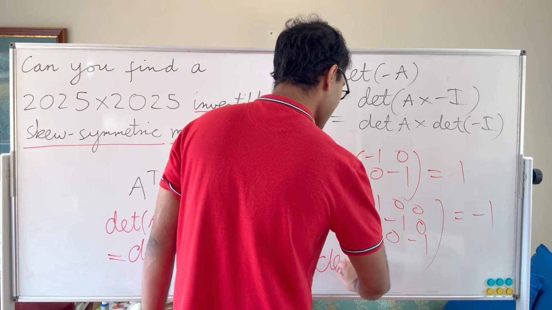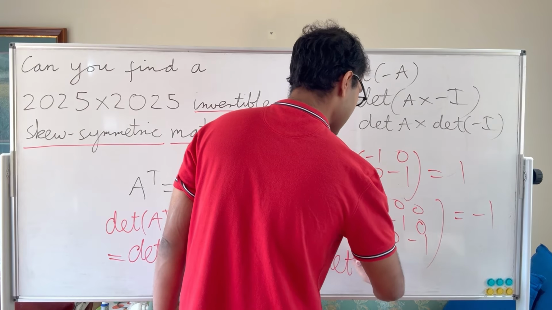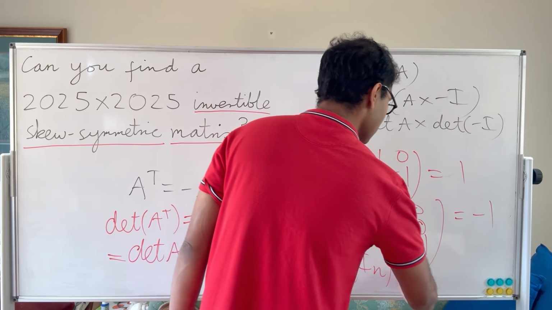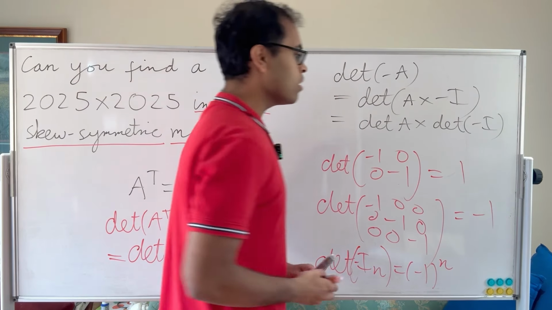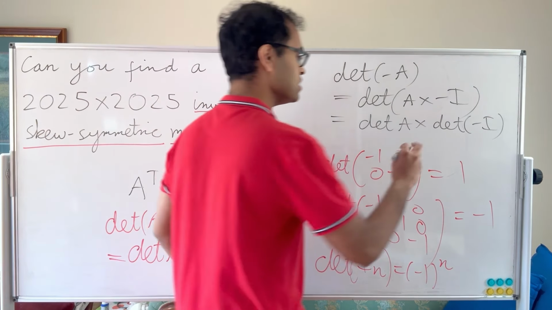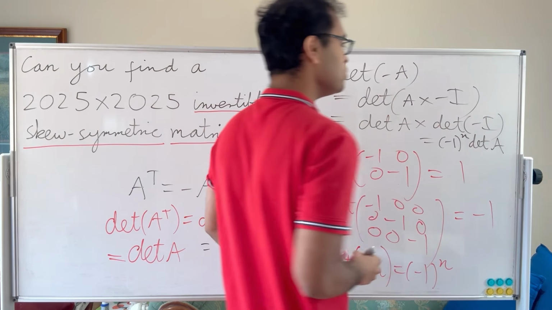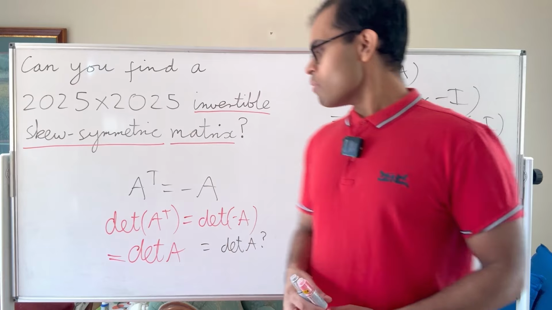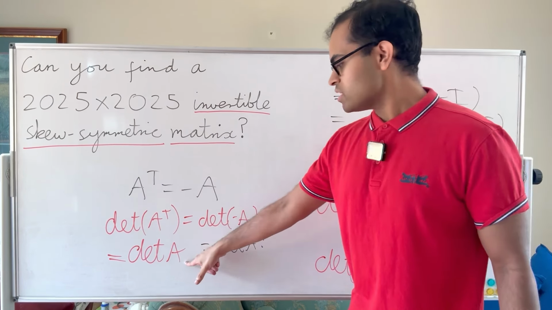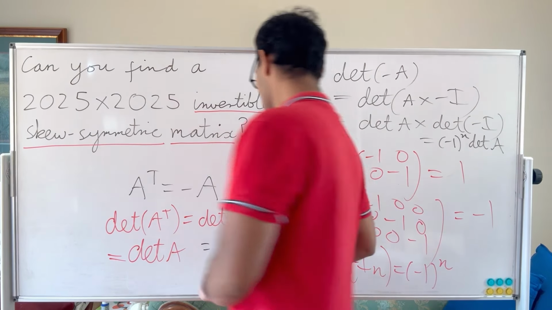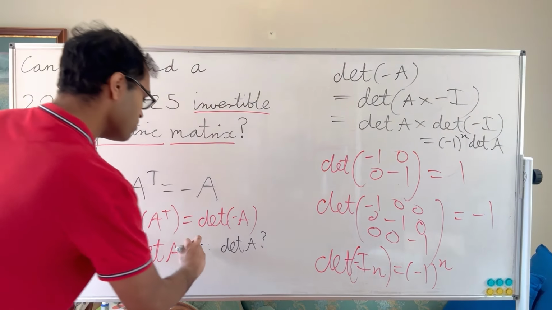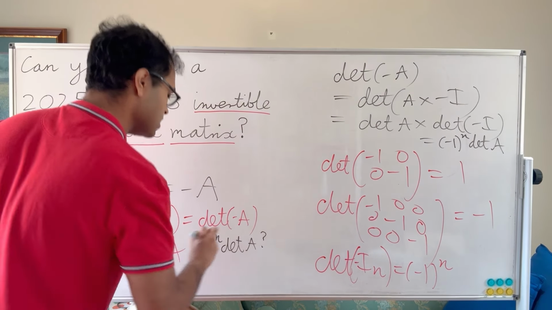And in general, in dimension n, the determinant of negative In is going to equal negative 1 to the power n. So what that tells you is that this is going to be minus 1 to the power n times the determinant of A. That's pretty subtle. And now we're done, because basically the determinant of A is the determinant of negative A, which we know is going to equal minus 1 to the power n times the determinant of A.